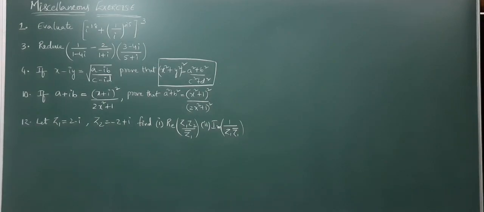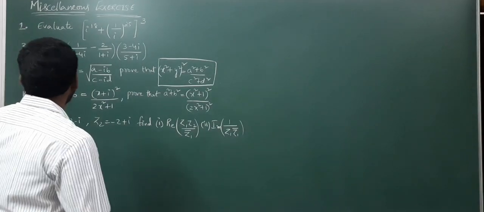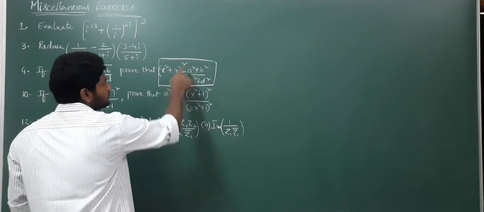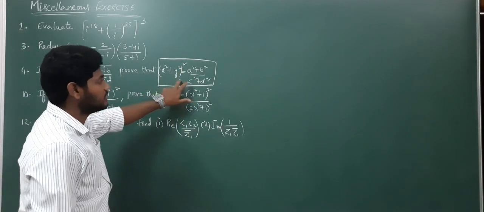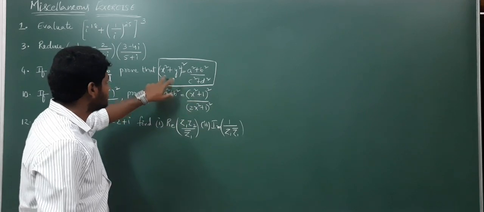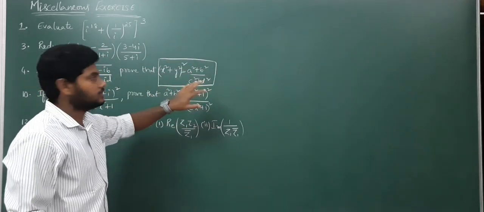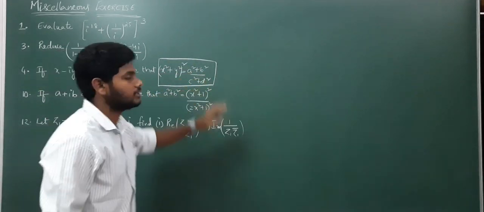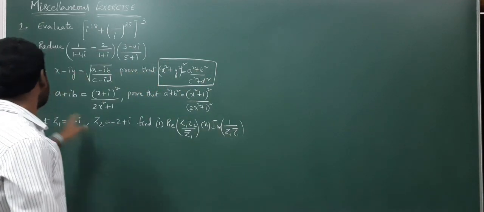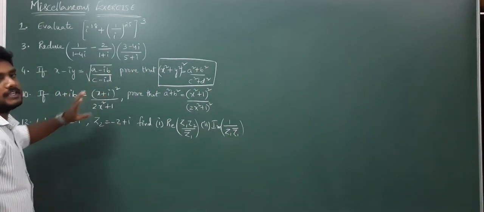Now question number 10 we will simplify. See, in this question number 4, this is whole square. Starting we have written only x square plus y square equal to, but change it. The question is x square plus y square whole square. Then this answer is correct, a square plus b square by c square plus d square. Now when it comes to question number 10, this is also the same like that.